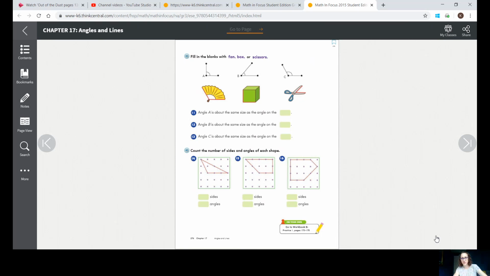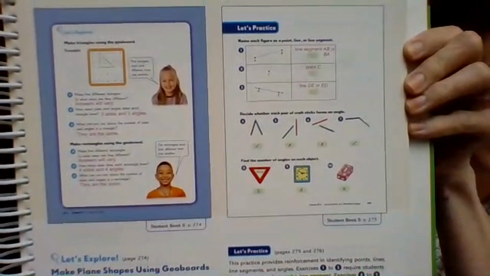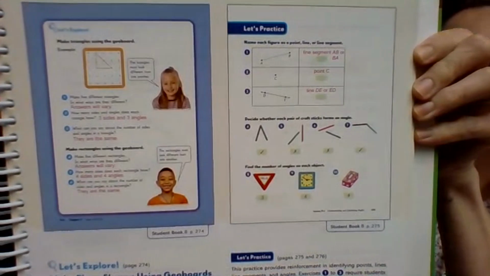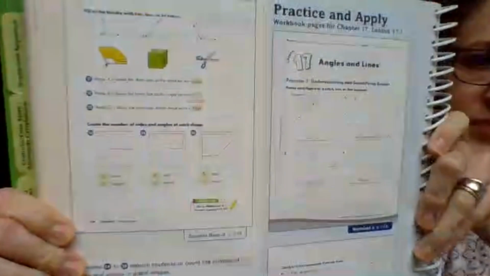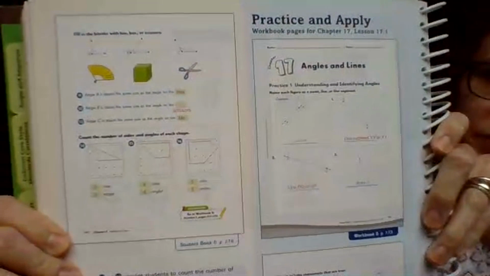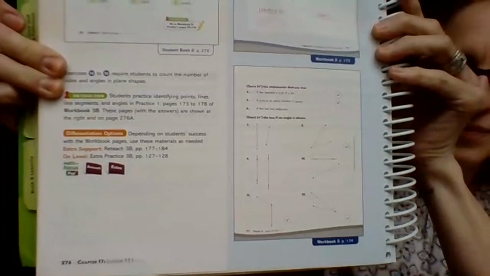Okay, I will unshare my screen so that I can share the answers. Here's the let's practice. And here's the second page from the let's practice. And then actually right here, this is the first page of the homework, and then the second. And then it continues on the back.